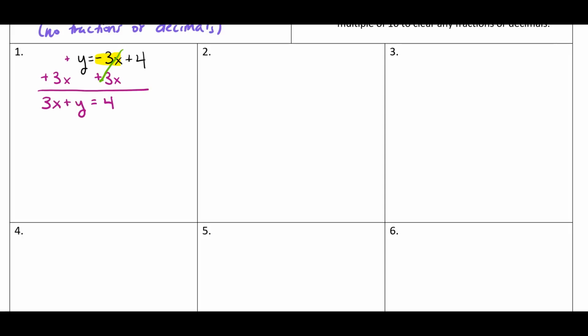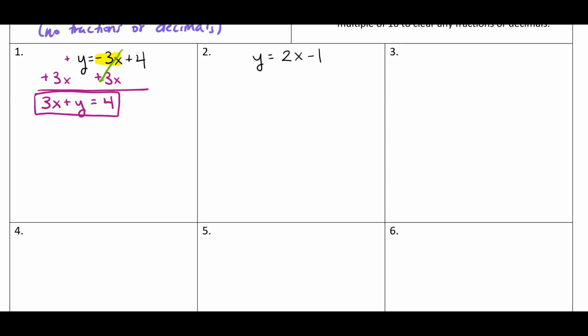The x and the y are now on the same side with the constant on the right side. x has a positive 3 coefficient, which is good, and there are no fractions or decimals, which means this is in standard form and I have finished the problem. Okay, so let's look at number 2. Number 2 is going to be y equals 2x minus 1.